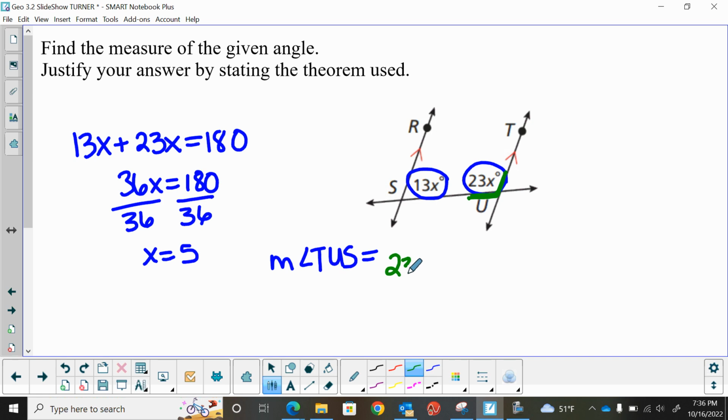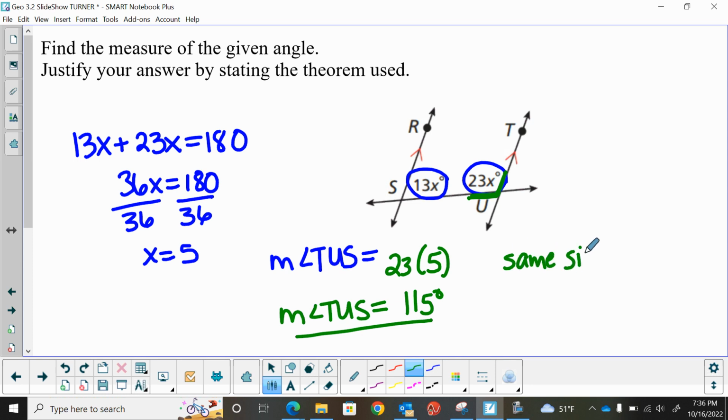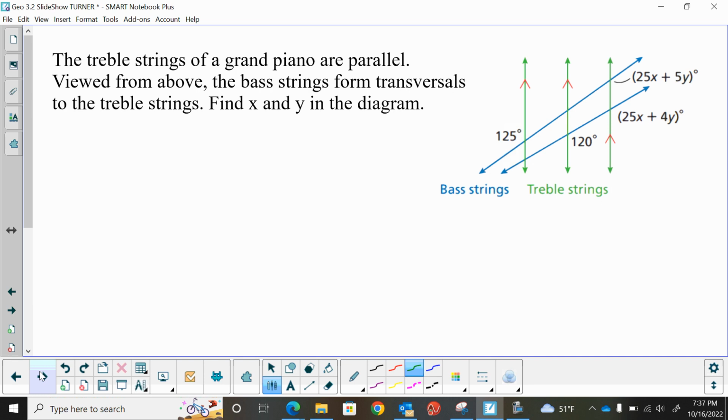So we'll plug in a 5 for x. So we get measure of angle TUS is 115 degrees. And the theorem that we use is the same side interior angles theorem. Okay. All right, moving right along.